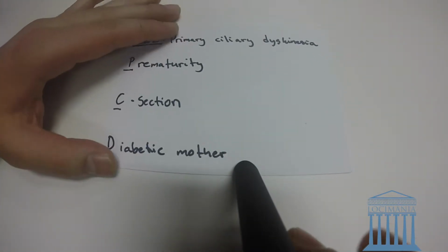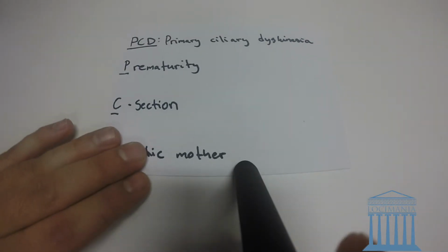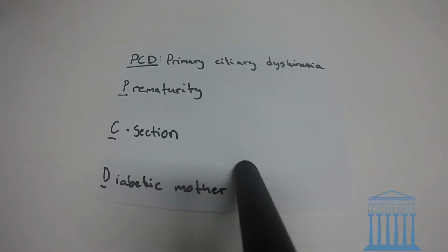And going on to our mnemonic for this topic, I call it PCD, which is the rare genetic disease, but it's very helpful because it helps us remember three causes of this disease. So P for prematurity, C for C-section, and D for diabetic mother. So PCD, and the PCD itself is the primary ciliary dyskinesia, and PCD for prematurity, C-section, diabetic mother.